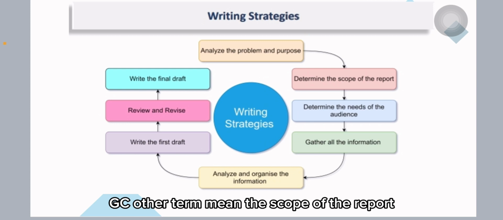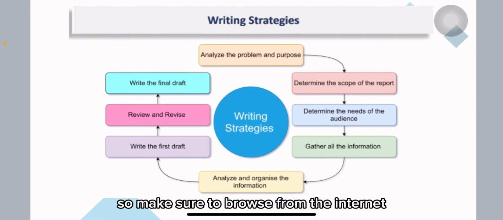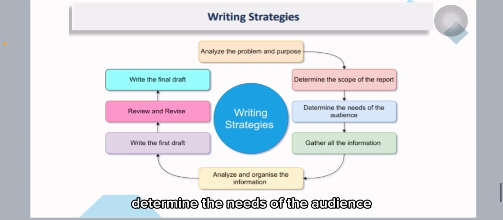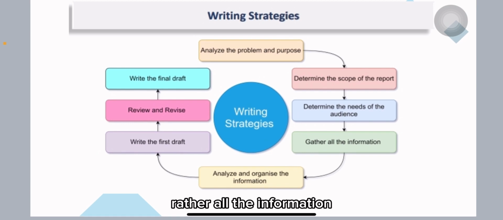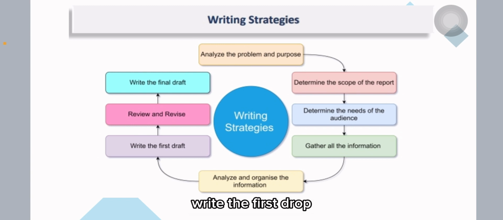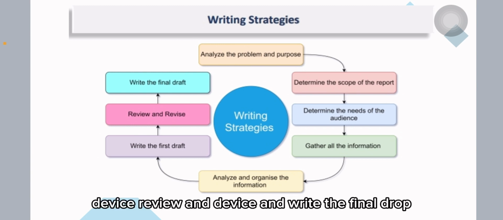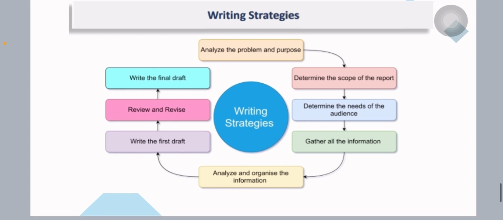Determine the scope of the report. So you will start to know your objectives, no? So make sure to browse from the internet. Determine the needs of the audience. Gather all the information, analyze and organize the information, write the first draft, revise, review and revise, and write the final draft. Okay. So again po, I'll be sending your Google Classroom link and code in our GCs.